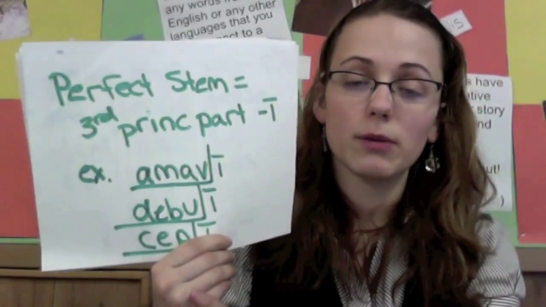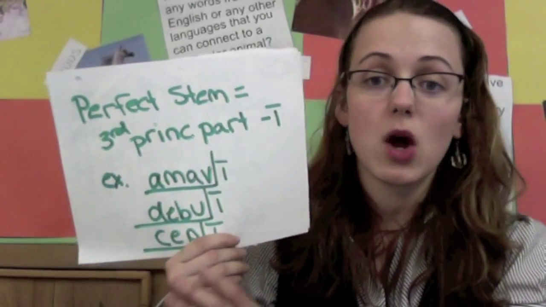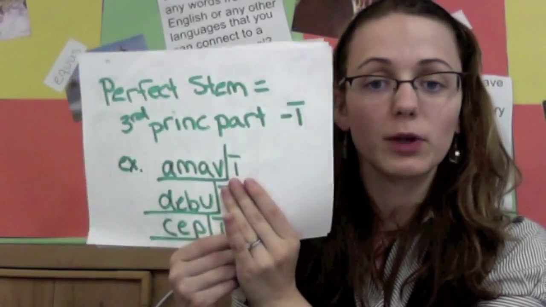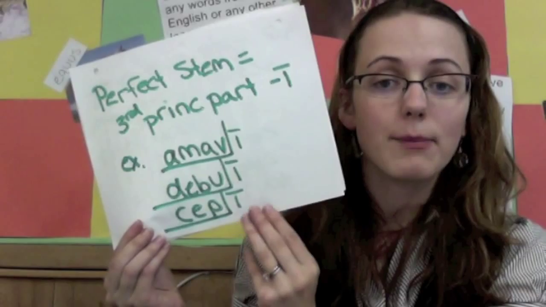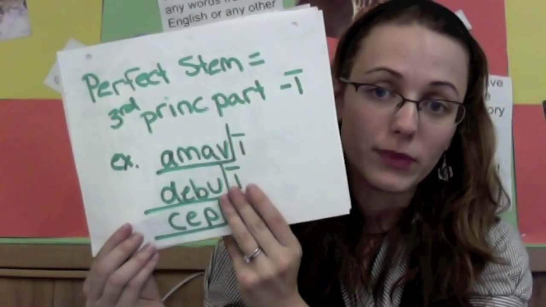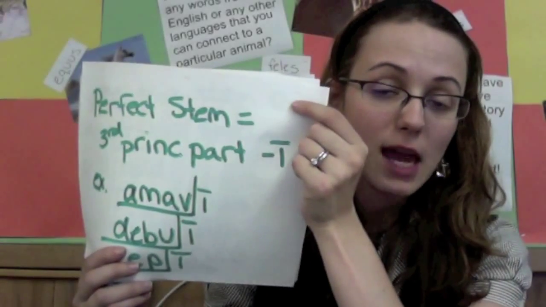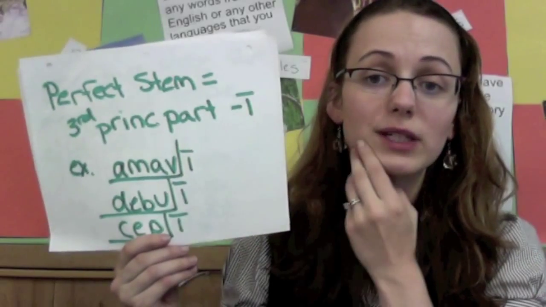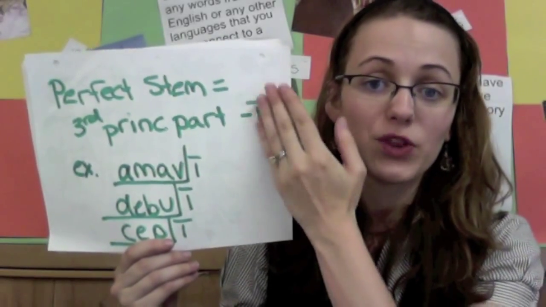Or we could have the verb debeo, debeo, debere, debui. We take off the I, that is our perfect stem. Capio, capere, cepi. We take off the I, and that is our perfect stem. So we're going to need this perfect stem for the next step, so just take a minute and make sure you have that written down, that the perfect stem is the third principal part with the I taken off, nothing else.